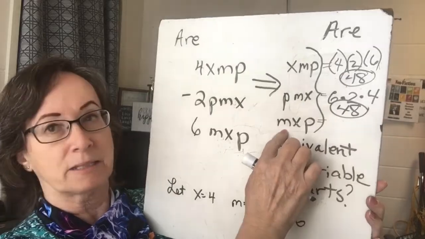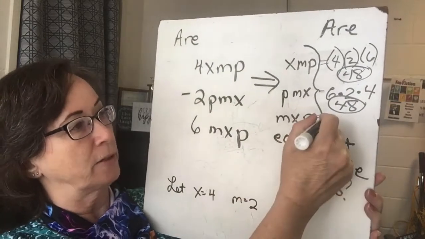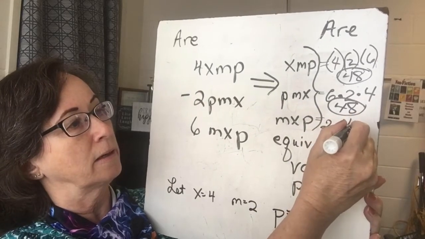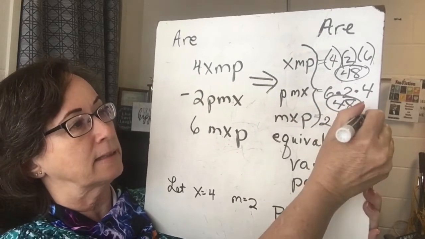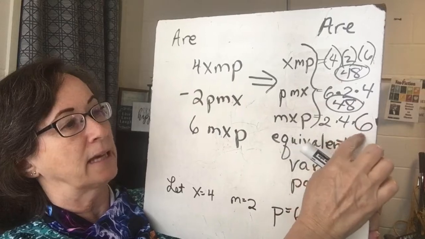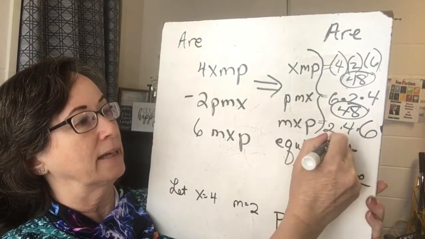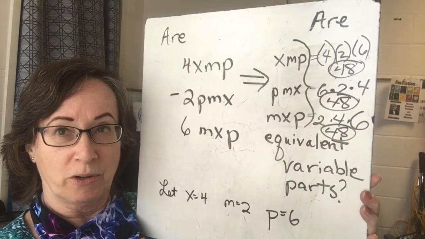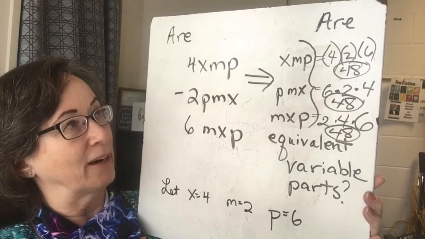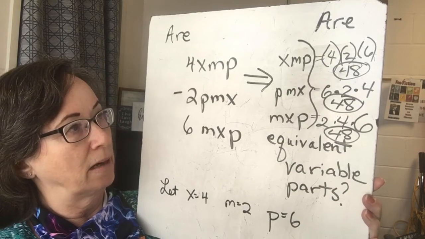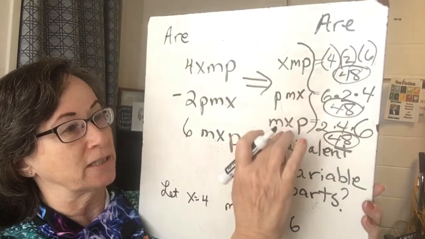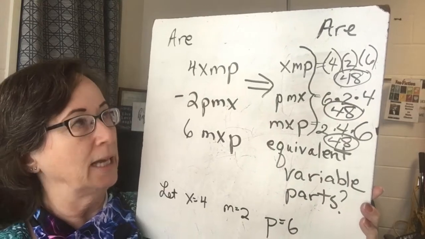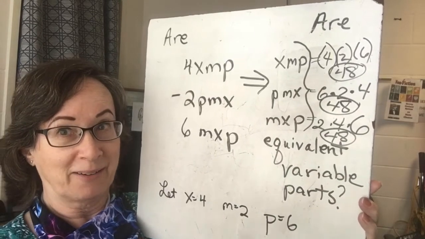Then we look at the last one. M is first, so we put a 2. Then the x is 4. Then the p is 6. And we have 8 times 6 is 48 again. It does not matter in which order we have the variables. Each one of these expressions is equivalent because they have the same variable parts. The order does not matter.